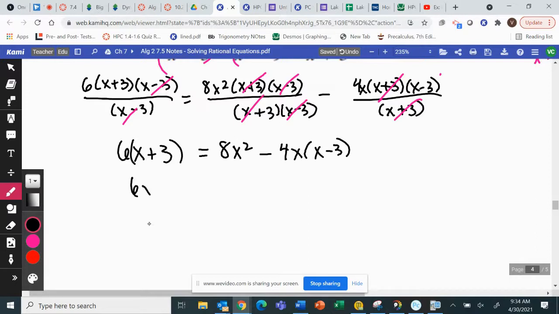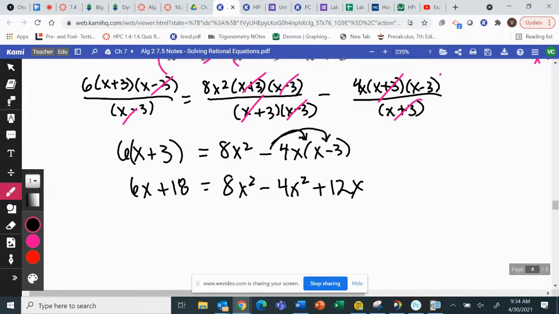Distribute. So 6x plus 18 equals 8x squared minus 4x squared plus 12x. So be careful with your distributing with that negative sign. So I'm going to make everything go to one side. I will have 4x squared on the right. I have to subtract 6x. Then I get plus 6x, and then subtract the 18, so I get minus 18.